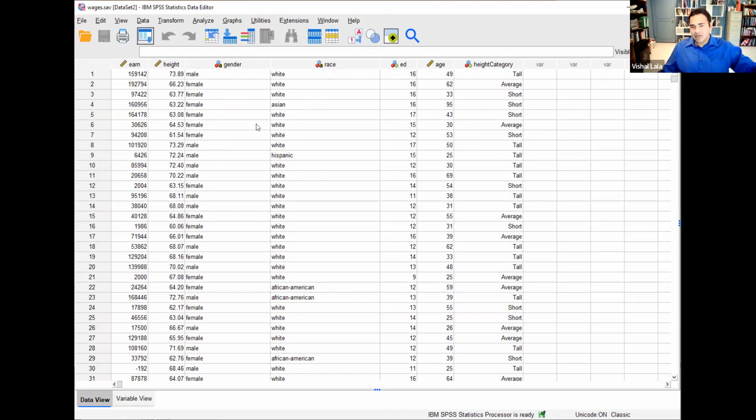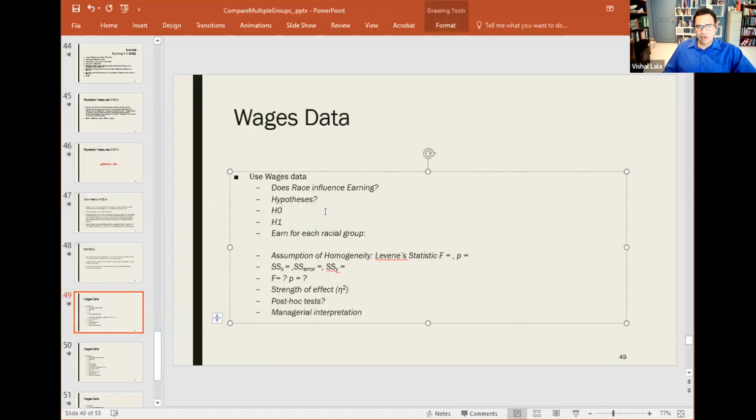Here, in our data set, earnings are in dollars, height is in inches, gender is male or female, and race has 4 categories: white, Hispanic, African American, Asian. Education is based on years of education, age is in years. Height category is based on how tall somebody is, broken up into 3 bins: short, average, tall. Our first order of business in this analysis is to examine if race influences earning or not. Let's begin with that.